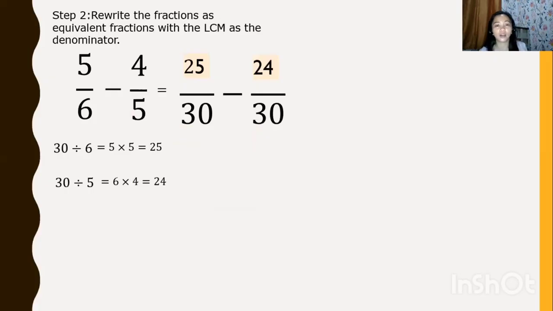Now we have similar fractions. We have 25 over 30 minus 24 over 30. Let us now subtract the numerators. The answer is 1 over 30. Since our numerator is already 1, it is already in its simplest form.